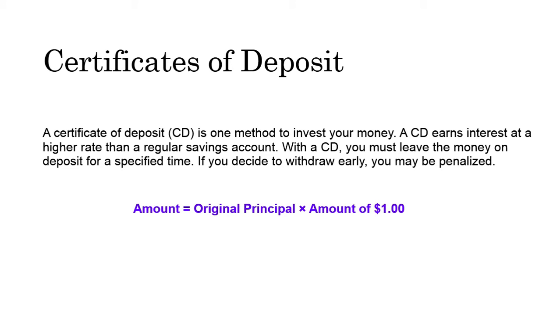So to find what the amount is after a certain amount of time, we use original principal times the amount of $1. And this only applies if you are given a table that tells you what the amount of $1 is. If you don't, I'll show you how to calculate it in a bit. So the compound interest is simply the amount, how much you get at the end of the term, minus the original principal, or how much you put in there in the first place.